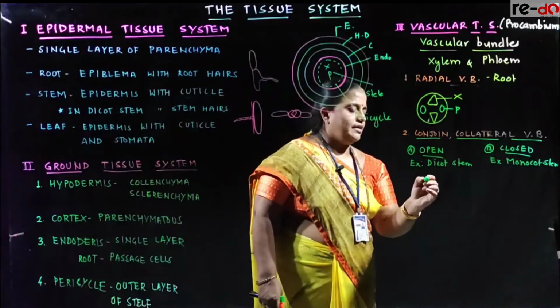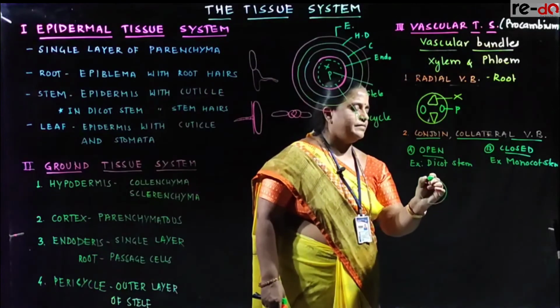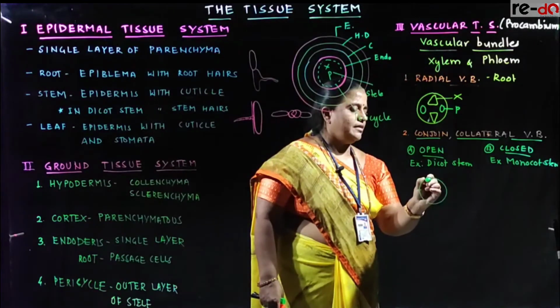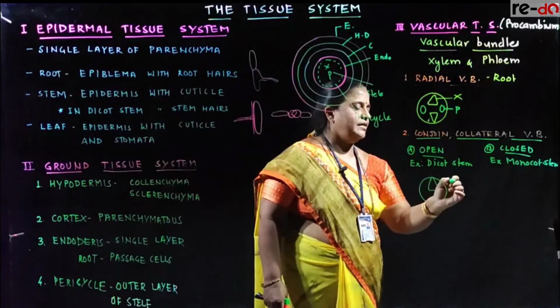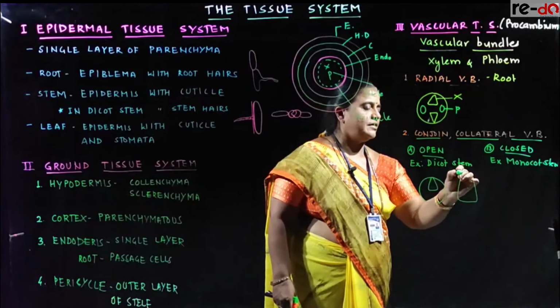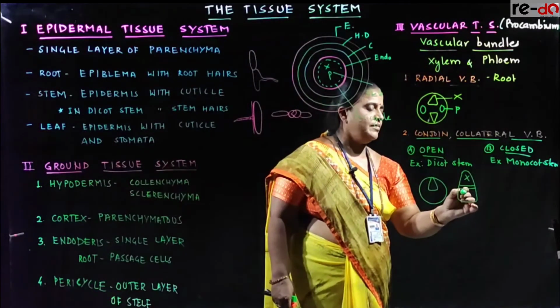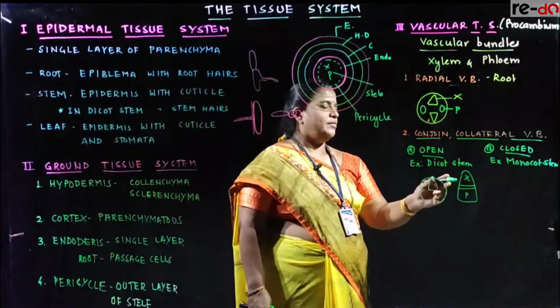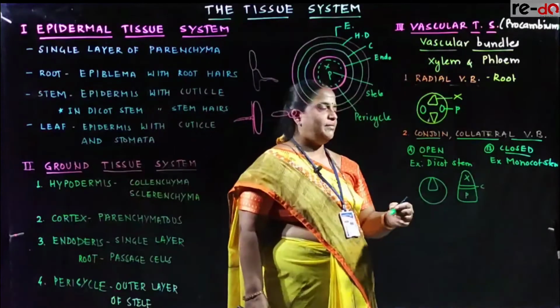Now consider this is the stele part. This is a vascular bundle. Clear? So in this vascular bundle, this is xylem, this is cambium, and this is phloem. Between xylem and phloem there is a cambium, so it is open type.